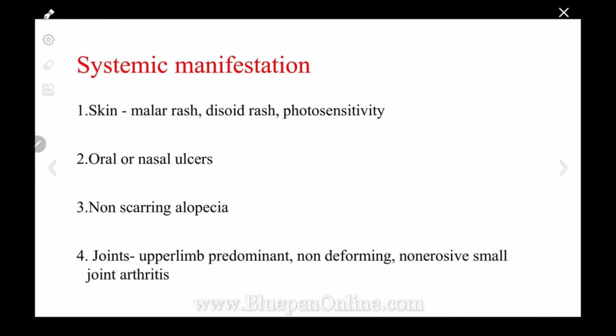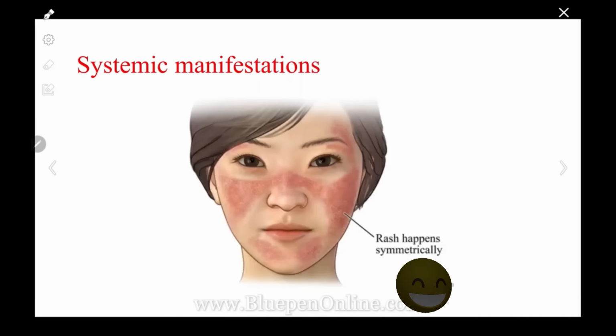What are the systemic manifestations of systemic lupus erythematosus? The first and foremost is skin, where it causes malar rash, discoid rash, and photosensitivity. Second, oral or nasal ulcers. Third being non-scarring alopecia. Fourth is joints, that is upper limb predominant, non-deforming, non-erosive, small joint arthritis.